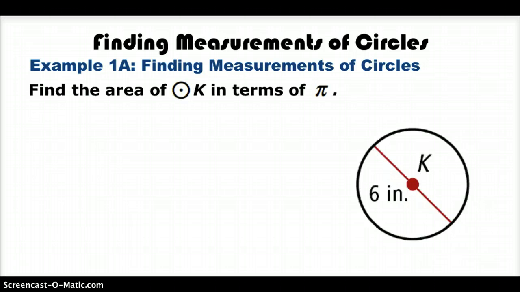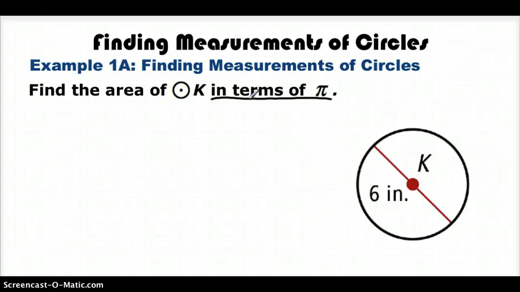Okay, so let's talk about what this part means, in terms of pi. Basically what that means is we're not going to put 3.14 in our calculator and get a decimal answer. Instead we're just going to write whatever else we get and pi. So it says find the area of circle K in terms of pi.